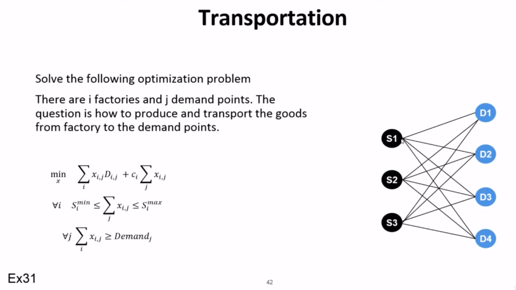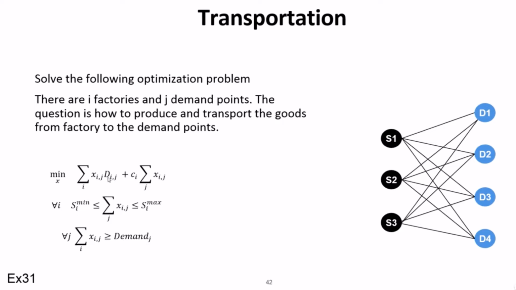So the question is, in order to satisfy the demand on the right hand side, how much each factory should produce, and from which route we should transport these products from the factories to the demand in order to satisfy all the constraints. So there are two sections in the objective function. First of all is the transportation cost. It depends on the distance between the nodes and also how much goods are being transported from I to J.